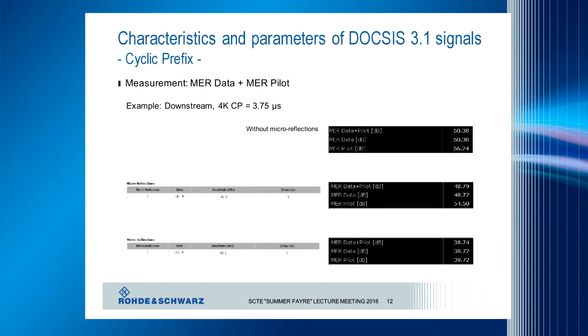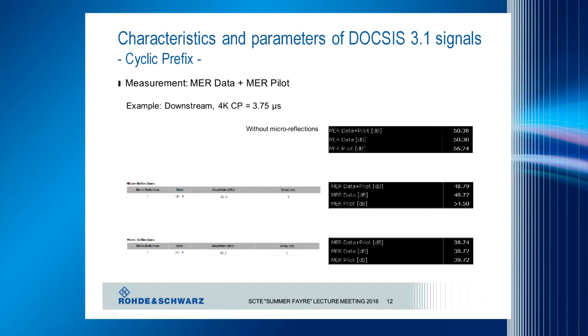So I did an example here to show you the different effects of the reflections. With the generator, I have generated a delay of 3 microseconds, and the cyclic prefix was defined as 3.75 microseconds. On top you can see the results without any reflections, so we are in a range of 50 dB. With a delay of 3 microseconds, which is within the cyclic prefix, the degradation of MER was not dramatic. It was just roughly 2 dB or less than 2 dB.